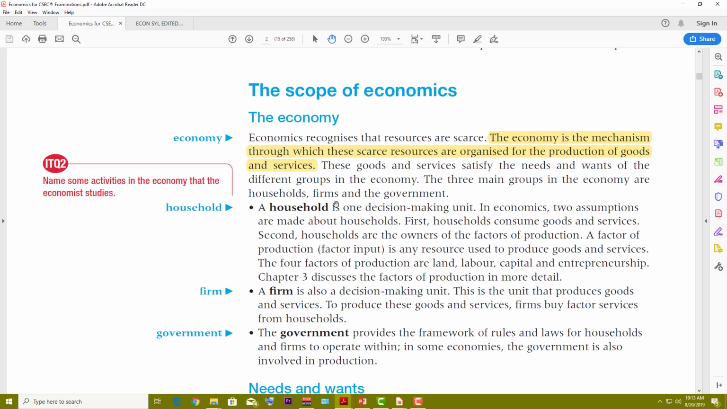And this is one of the benchmarks, one of the backbones of economics as a subject. You always hear about what, how, and for whom. And once you're a student of economics, you know what they're talking about. They're talking about the economy and the three questions that the economy is used to answer: what, how, and for whom. What to produce, how to produce it, and for whom it should be produced.